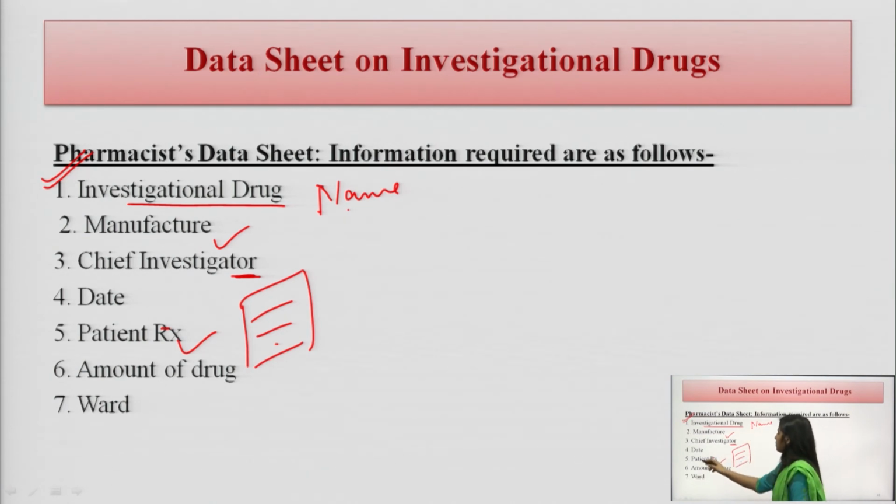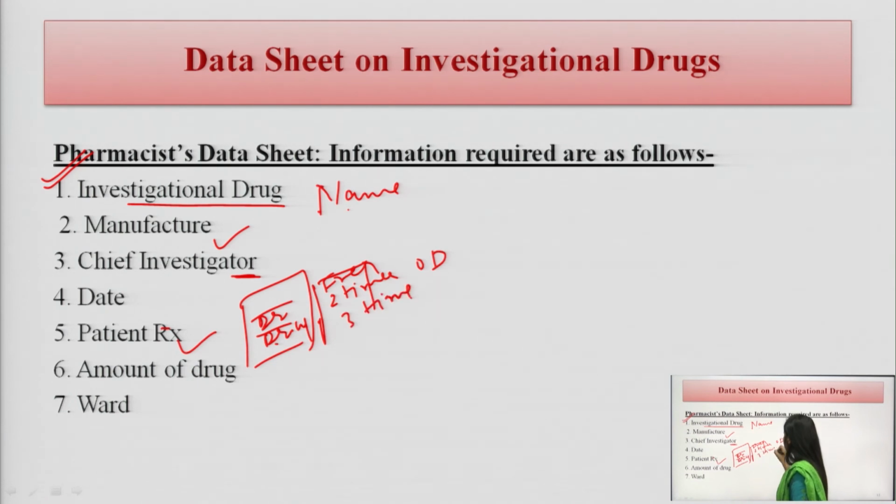The pharmacist will write the patient's therapy chart, meaning drug A is given to the patient, drug B is given to the patient, with frequency, meaning 2 times, BID, drug B 3 times, TID, like this for 5 days. So the patient's Rx is also given by the pharmacist.